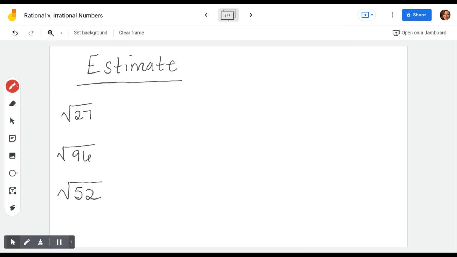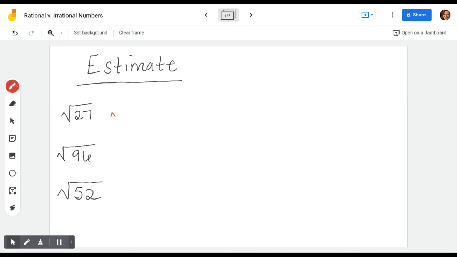If you want to estimate square roots, so these are not perfect squares. If you do the square root of 27, you're not going to get a nice, neat whole number. These are irrational numbers. The decimals actually never stop. They never repeat. Here's what I know if I have to estimate and I don't have a calculator.